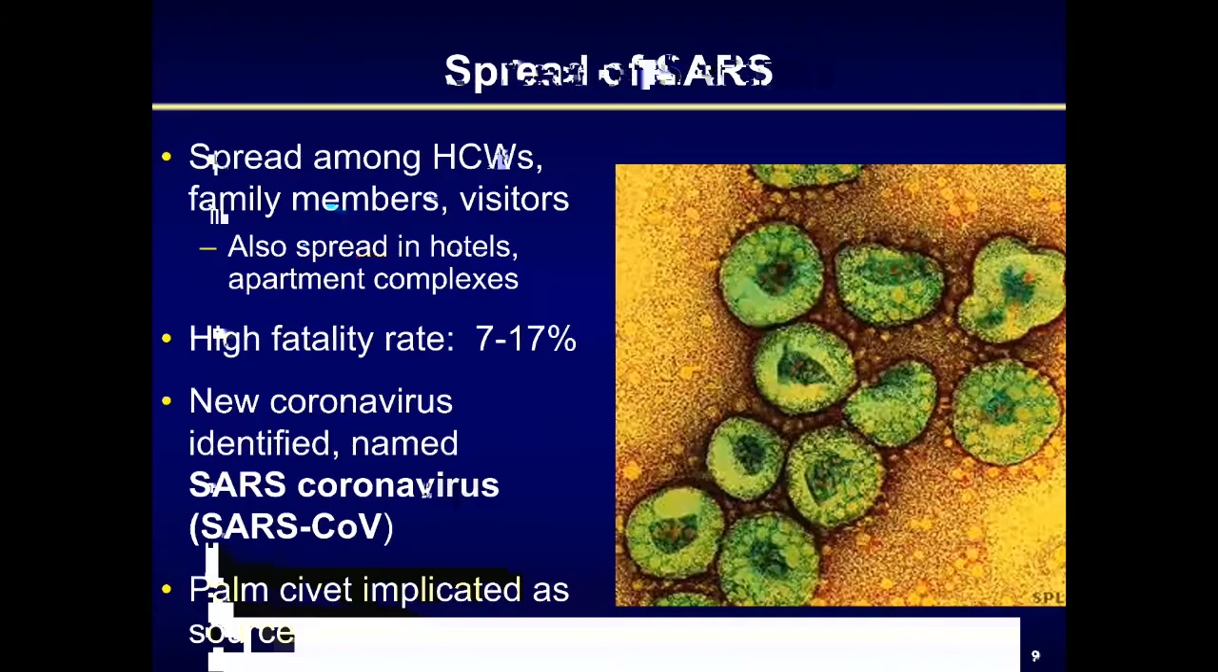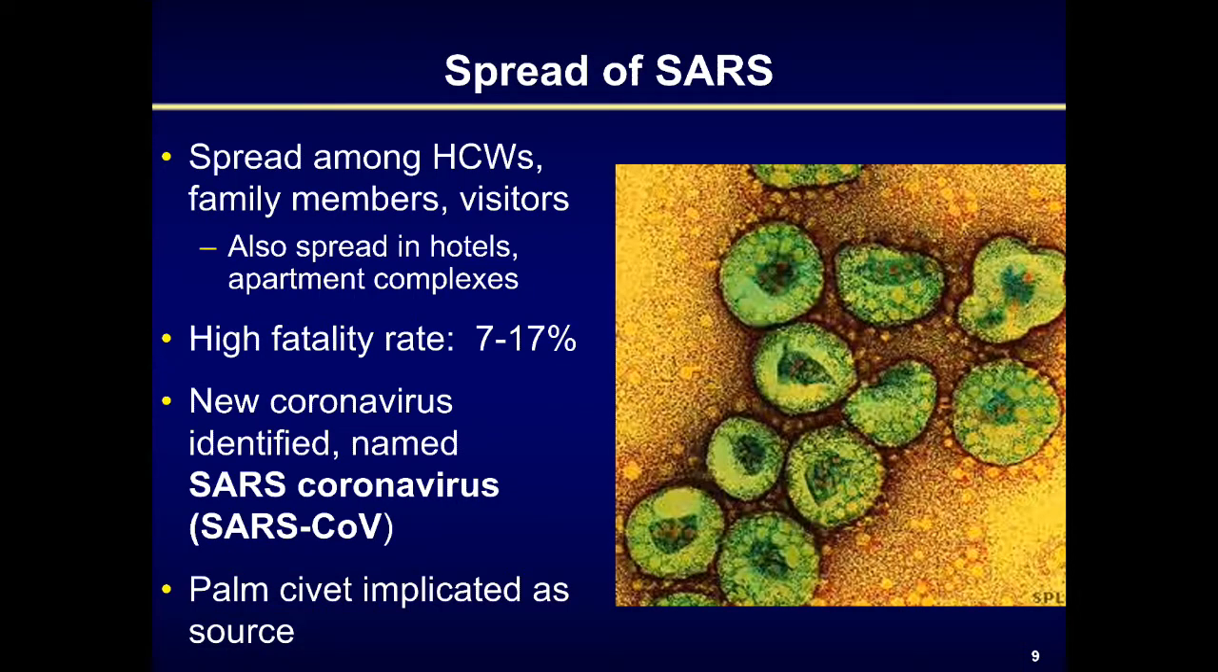And it was initially spread within hospitals to healthcare workers. It spread to visitors and patients, family members, and then it also spread in other settings as well. And as I said, the mortality rate was very high, but in people with underlying conditions and in the elderly, they had mortality rates as high as 50%. Not much mortality, though, in young people.